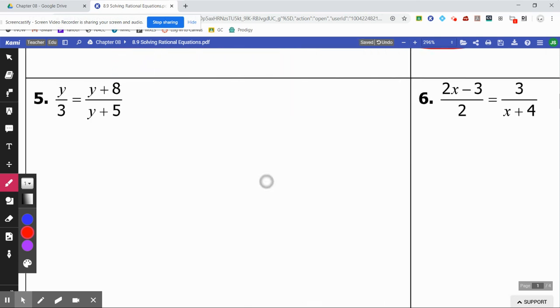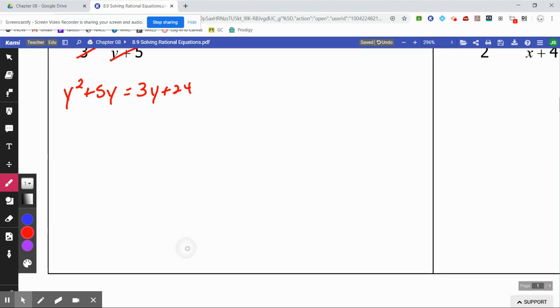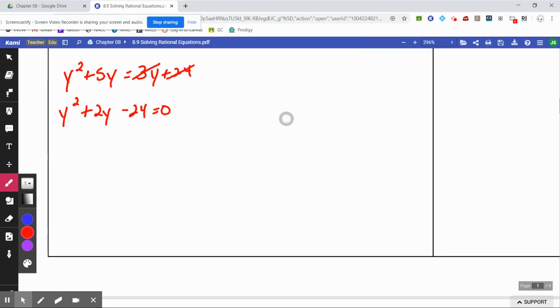Number 5. Again, move your y plus 5 by distributing times the y. That'd be y squared plus 5y. Move the 3 by distributing here. That'd be 3y plus 24. Move everything to the same side since it's quadratic. Subtract your 3y gives you 2y. Subtract 24 gives you minus 24 equals 0.